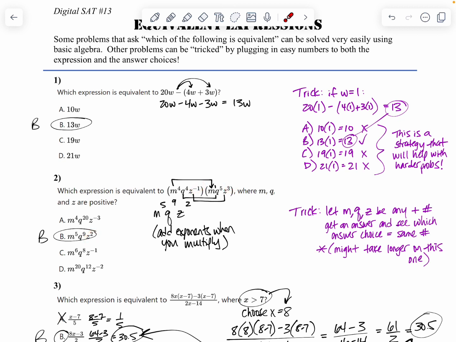If exponents are not your thing, let me show you this trick. Let m, q, and z be any number. So I might pick a different number for m and for q and for z. I'm not going to do that on this one because it might take a little bit longer since there's 3 variables, but you can pick a positive number for m, for q, and for z, and plug it into this and use your calculator and get an answer and see which of these 4 answer choices that equals.